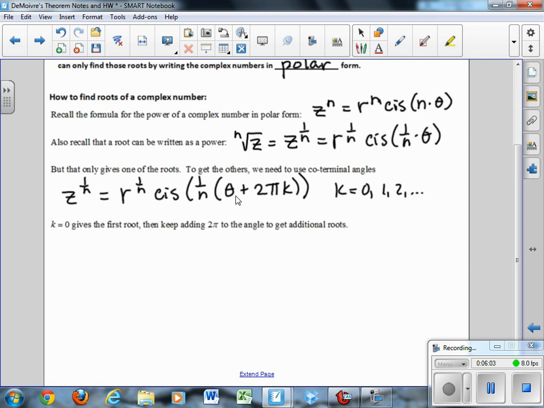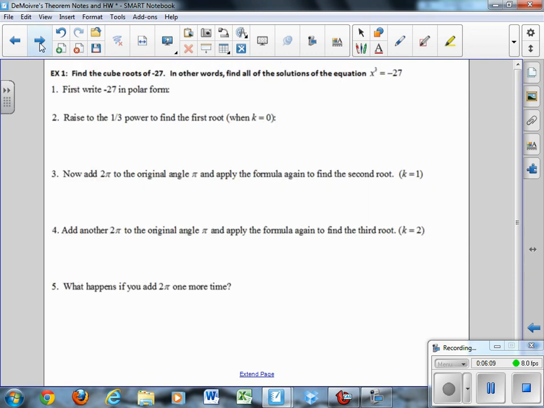So we're going to look at an example of this. It's easier to see with an example. We're going to look at the example of finding the cube roots of negative 27. In other words, I want to find all of the solutions of the equation x cubed equals negative 27.